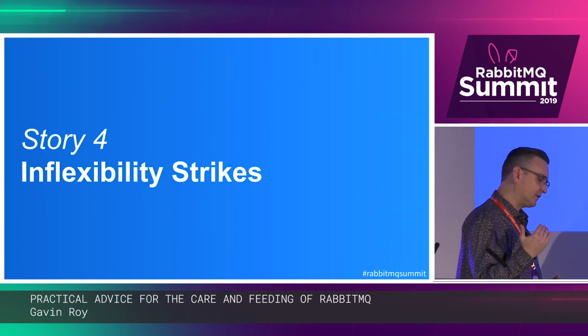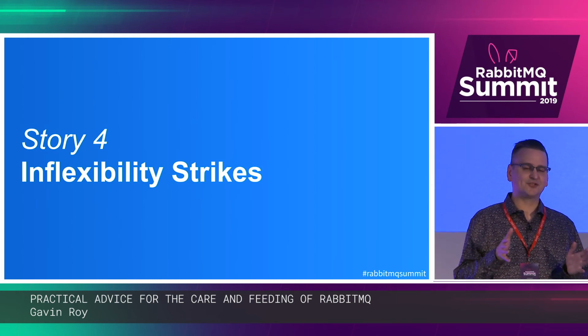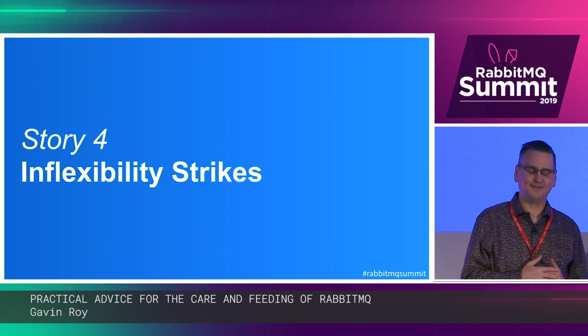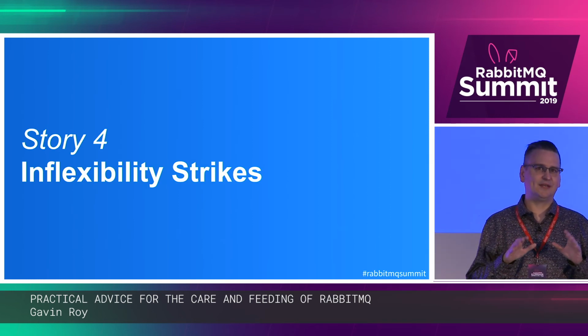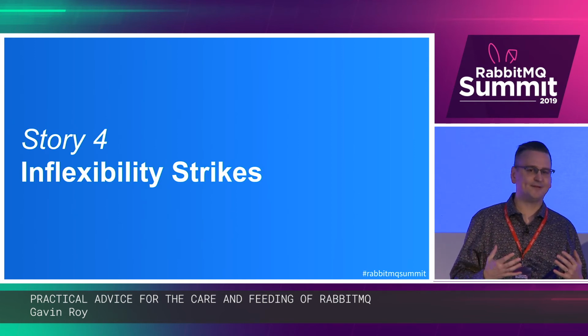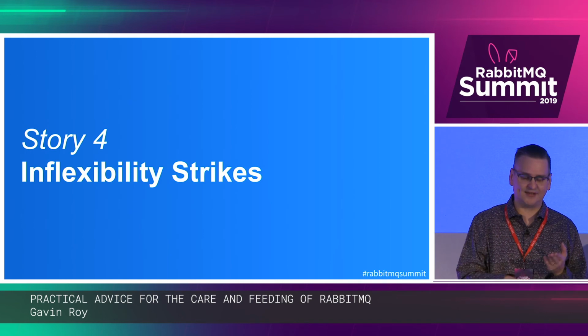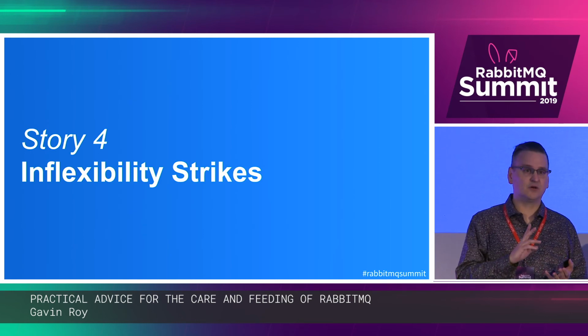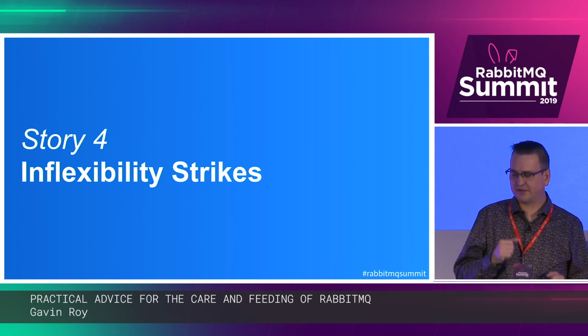So this is a fun one. This is an interesting debate, let's say, about how you should be managing the runtime configuration of Rabbit. And when I say runtime configuration, I'm talking about your exchanges, your queues, your bindings, maybe your virtual hosts, your users, policies, permissions, all that kind of fun stuff.